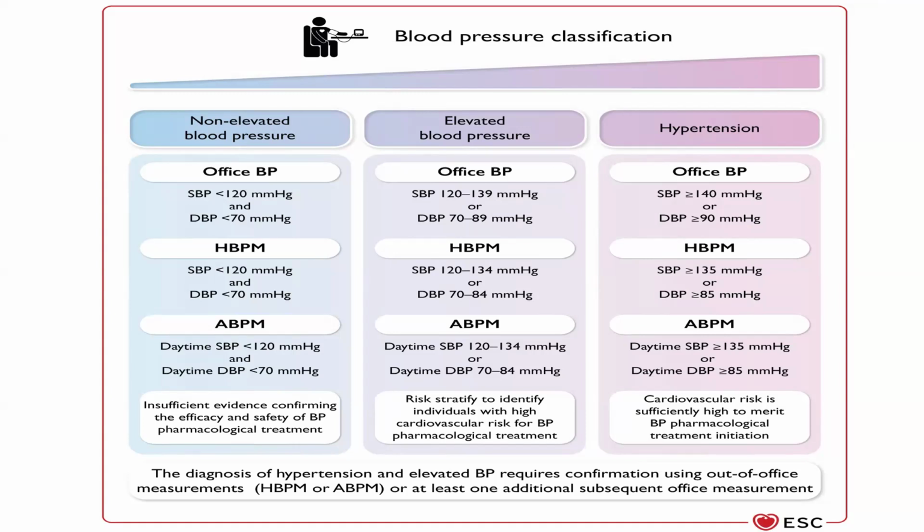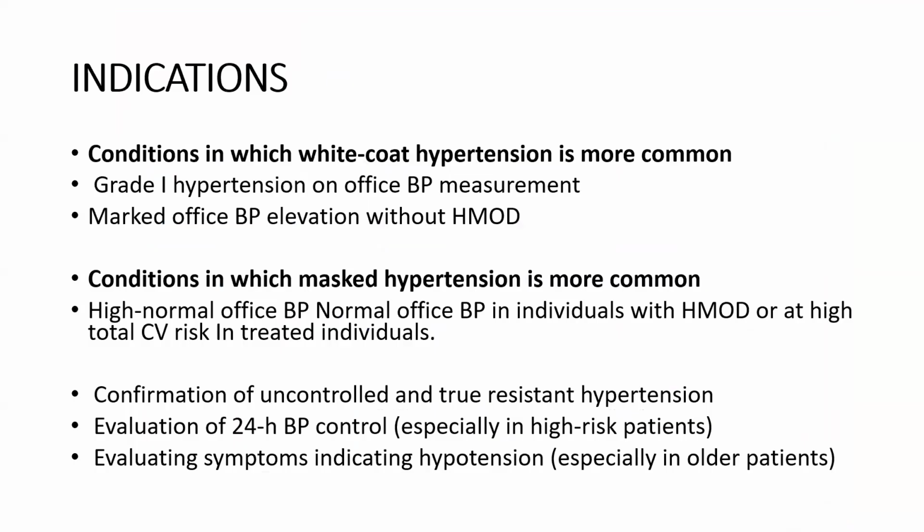So values are different for nighttime and average 24-hour measurements. And so what are the indications for carrying out a 24-hour ambulatory blood pressure monitoring? When a patient comes with grade 1 hypertension on office BP and does not have hypertension-mediated organ damage, we should suspect white coat hypertension, and then 24-hour ambulatory monitoring is indicated.